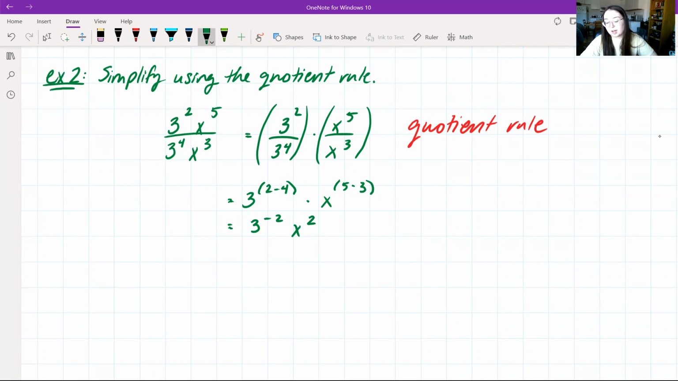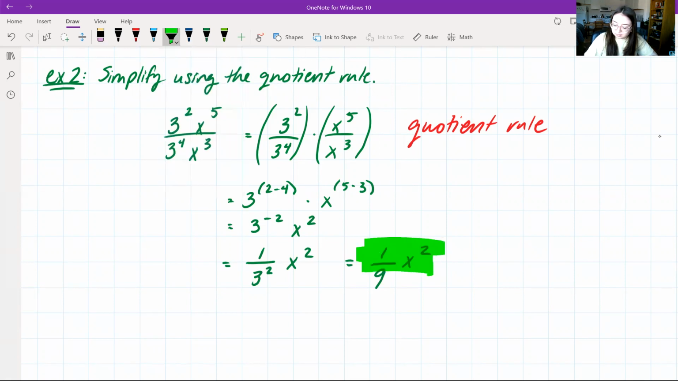And we want to simplify as much as possible. We don't really want to have negative exponents. So we're going to simplify 3 to the power of negative 2 with its reciprocal with a positive power. So now we'll have 1 divided by 3 to the power of 2 times x to the power of 2, which we can then simplify to 1 over 9 times x to the power of 2. So all right, very similar in work to the product rule, except now we're just working with dividing and quotients.